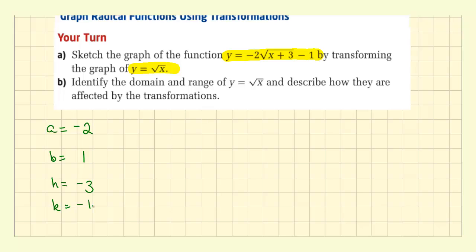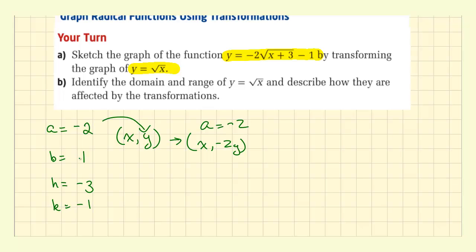So we can use those values and apply them to the coordinates of x, y and then map the new coordinates of this transformed function. So a is negative 2. We know that the 2 does a vertical expansion by a factor of 2, and it reflects in the x-axis. So that's going to affect our y-coordinate. It's going to make it twice as big and change the sign. So for a equals negative 2, we get x, negative 2y.